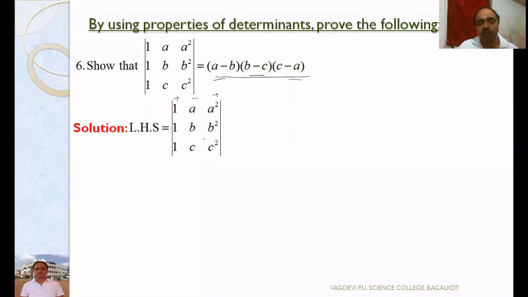You get BC square, CB square, AB square. So we should not expand in the first step. First, you have to apply the properties. First, you have to get these factors. What are the factors here?